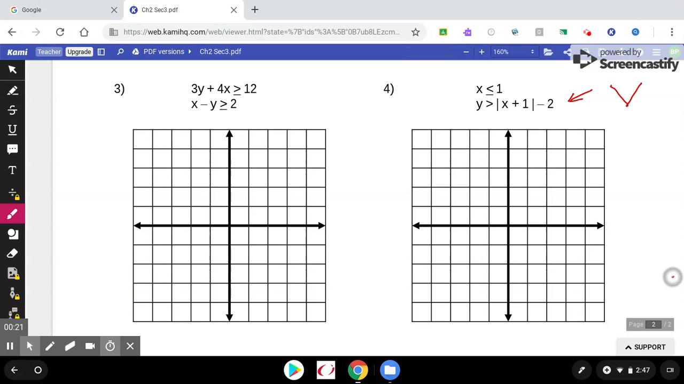So just for the heck of it, on number 3, I'm going to try to graph both lines first and then shade it when it's done, just to see if you can figure out which area to shade. And if you can't do it that way, then don't do it that way. All right, first things first, though. In the top equation, I do not have it in slope-intercept form.